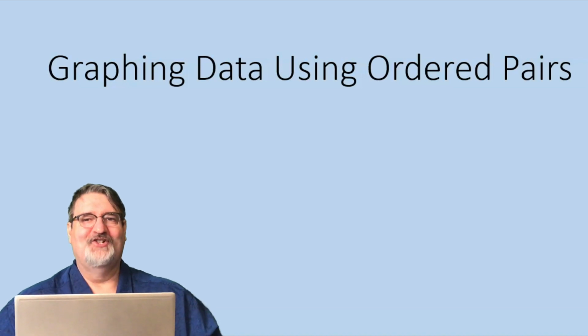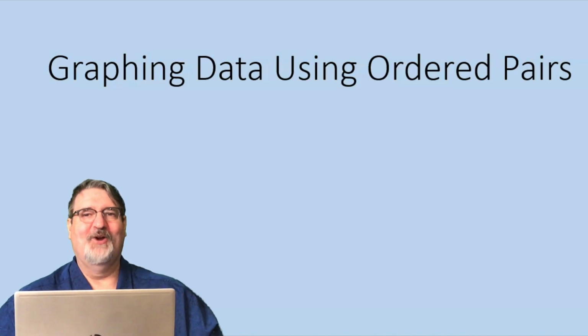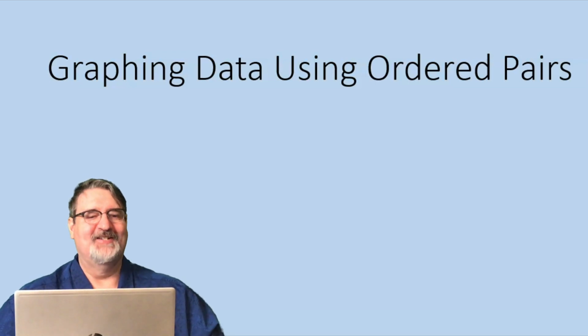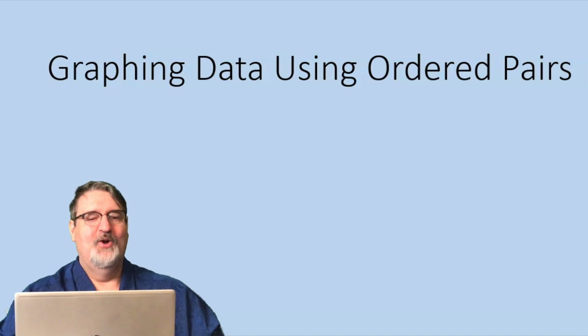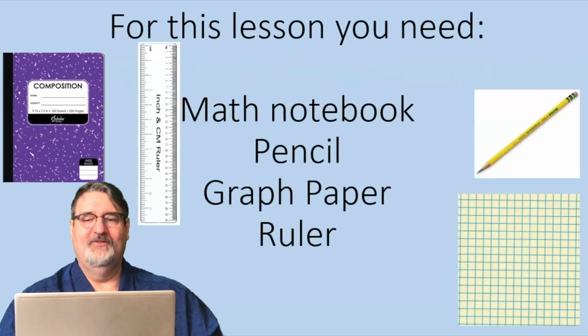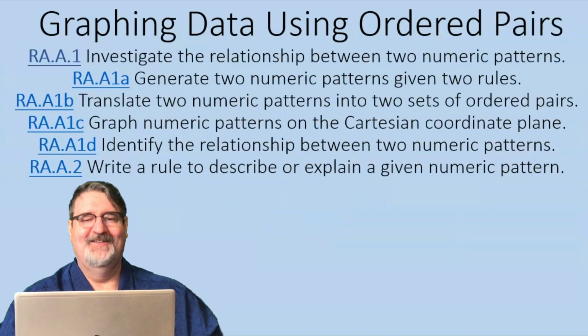Hi, my name is John Hatch, and this is a 5th, 6th grade math lesson on graphing data using ordered pairs. For this lesson, what you need is a math notebook, a pencil, graph paper, and a ruler. If you need to go get some of that, this would be a good time, and I'll read off the standards for the lesson.